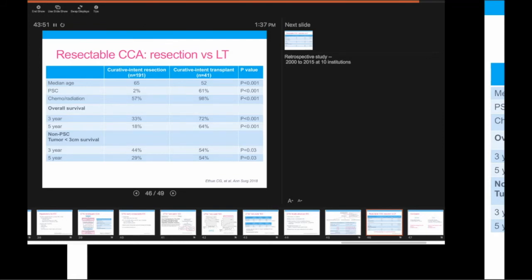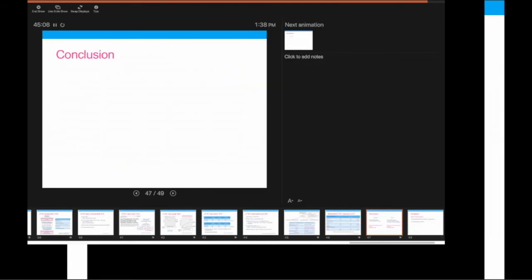And if you subdivide and look at the non-PSC patients who had tumor less than 3 centimeters, their survival at 3 and 5 years was better for the transplant group. So then the question is, is there a shifting paradigm, that these patients who can get resected, should they go for transplant? That's just like a little food for thought.